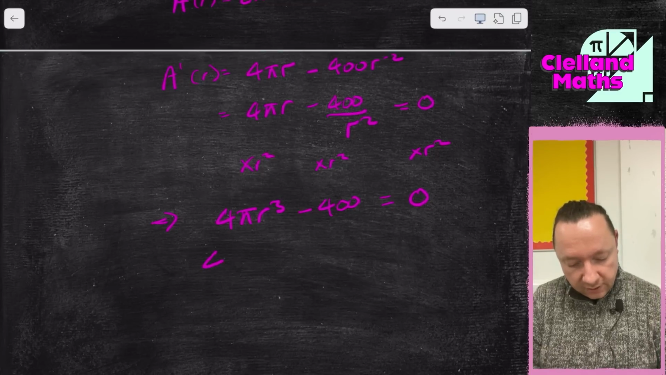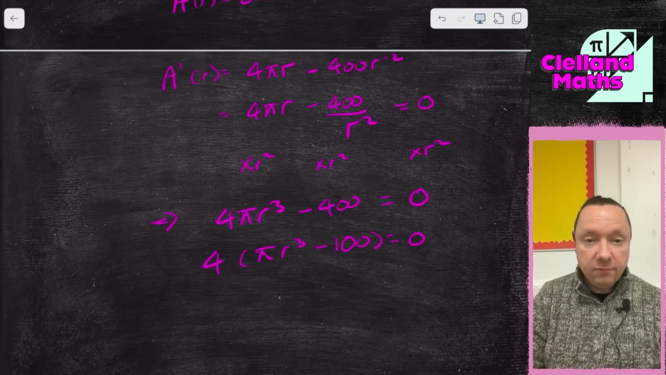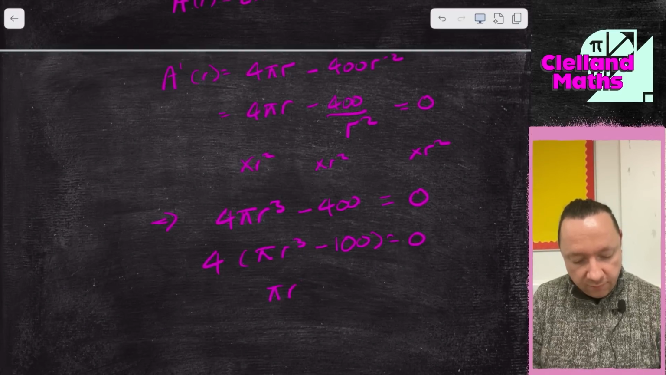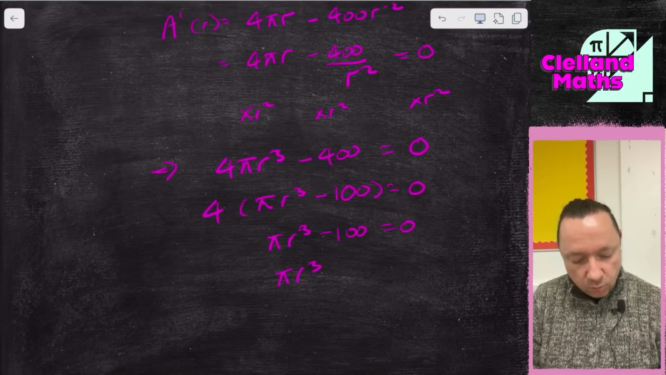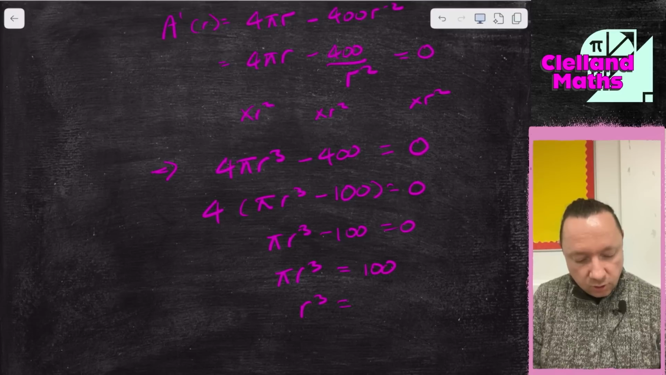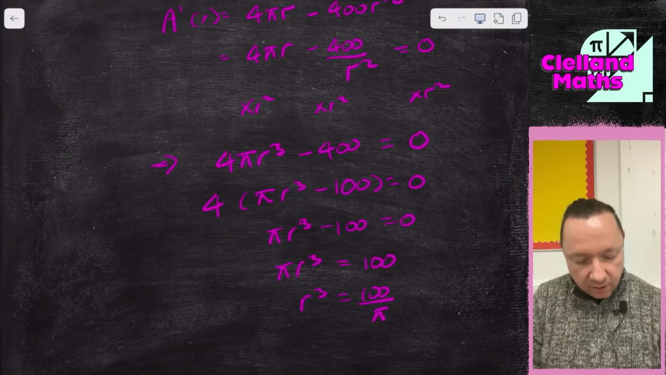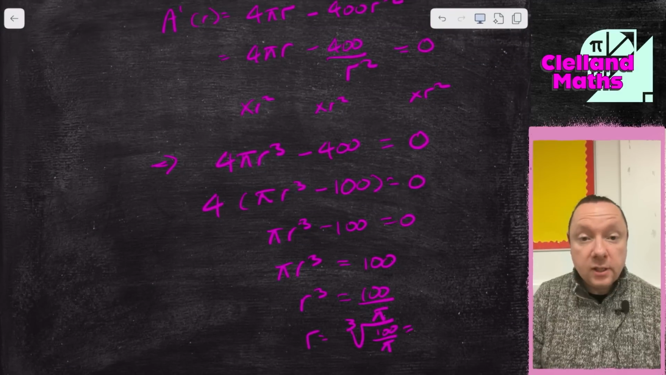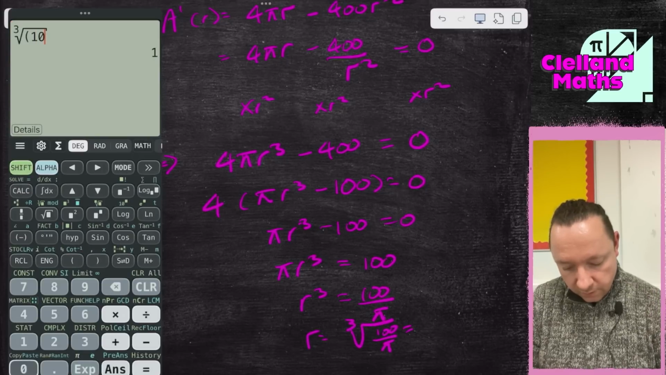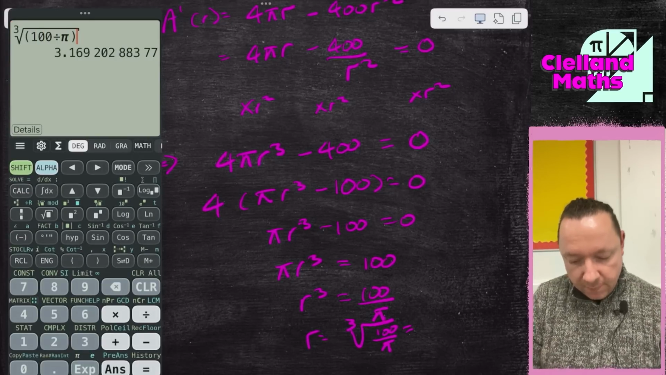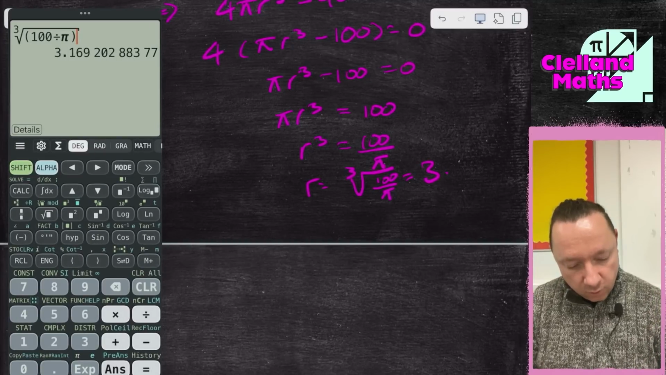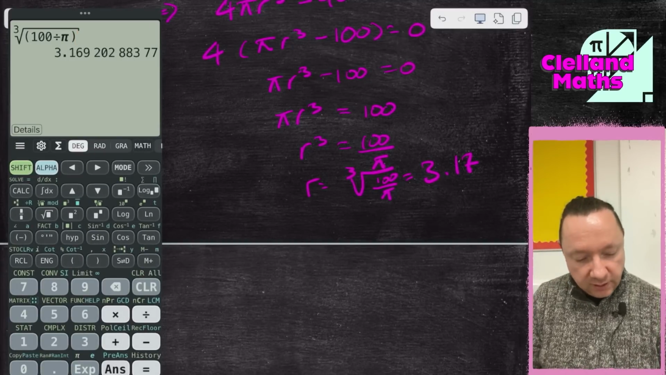So take out 4 as a common factor. That's pi r cubed minus 100 equals 0. Or divide by 4, whatever way you think. But in any case, you're going to get pi r cubed minus 100 equals 0. So that means that pi r cubed equals 100. So r cubed is 100 over pi. And that means that our r is the cube root of 100 over pi, which we can use a calculator for. Cube root bracket 100 divided by pi, 3.169, so about 3.17 we'll say, and the units would be centimetres.